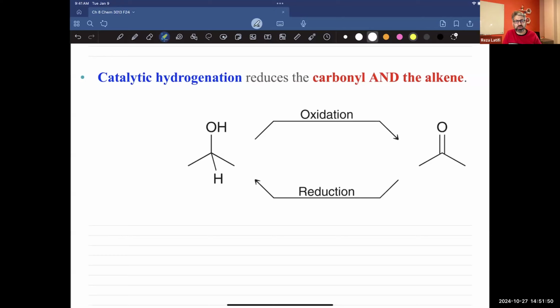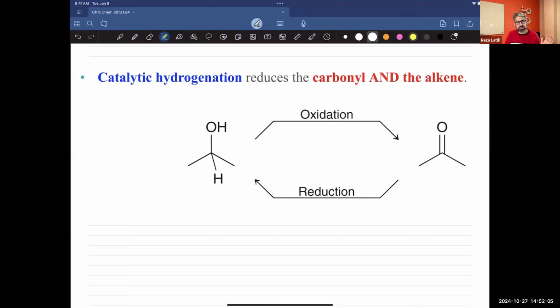We mentioned this one before: if you take a carbonyl group and reduce it, you can turn it to alcohol. It depends what you start with. If it's an aldehyde and you reduce it, you get a primary alcohol. If it's a ketone and you reduce it, you get a secondary alcohol.